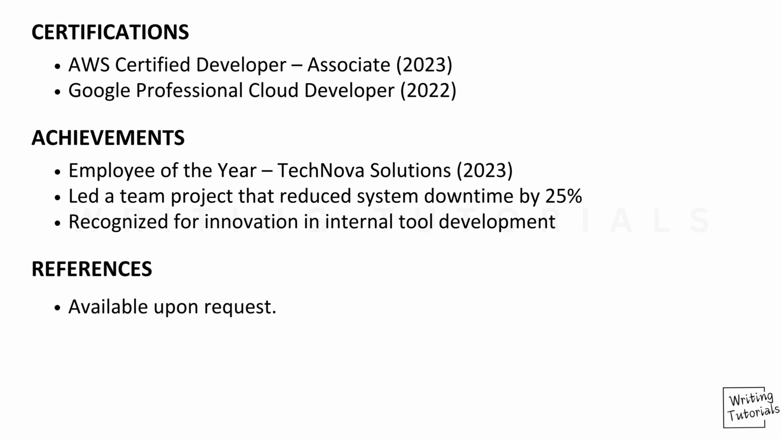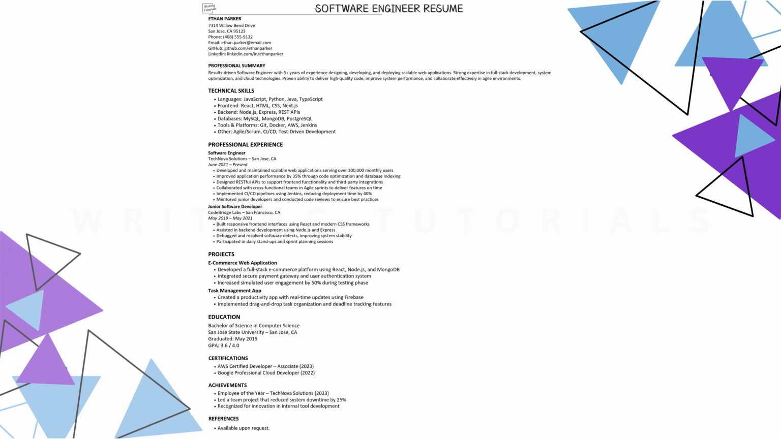So to recap, a strong software engineer resume should start with clear and professional contact information. Include a powerful summary that highlights your strengths. List technical skills in a structured and organized way. Show experience with measurable results. Include real projects that demonstrate your abilities. Add education, certifications, and achievements.